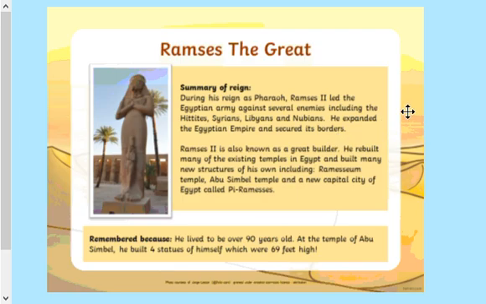One of the other pharaohs that I've just picked out for us to have a little look at is Ramesses the Great. Now Ramesses the Great was actually Ramesses II, and he led the Egyptian army against lots of different enemies in his time, including the Hittites, the Syrians, the Libyans, and the Nubians. And what he did was he really expanded the Egyptian empire. He secured its borders. He made sure that Egypt was safe and that nobody could come and conquer it.